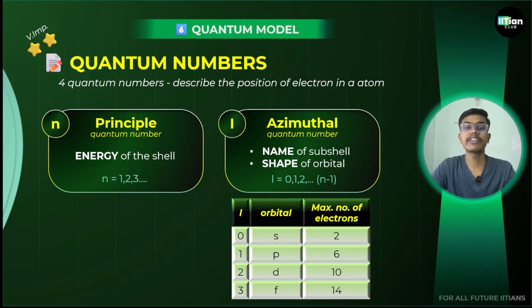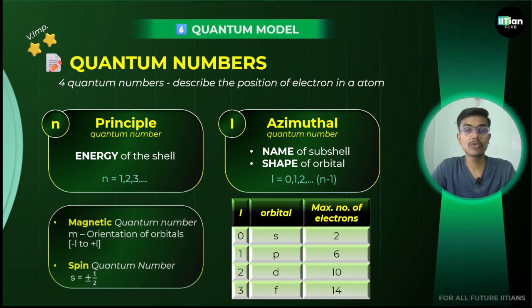These will help you when you are writing the electronic configuration, and when you see the recent previous year questions, writing electronic configuration is a most tested question. And the other 2 quantum numbers are magnetic and spin quantum number. Magnetic quantum number is denoted by m, and it gives us the orientation of the orbital. It takes the value from minus L to plus L. Spin quantum number denotes the spin of the electron, and it takes the value plus or minus half.